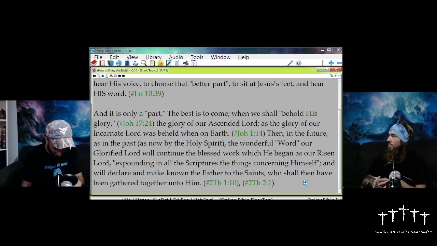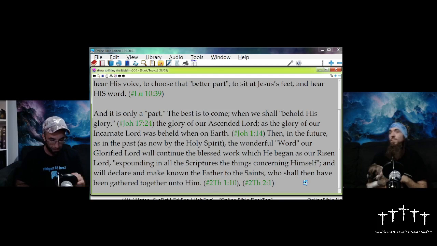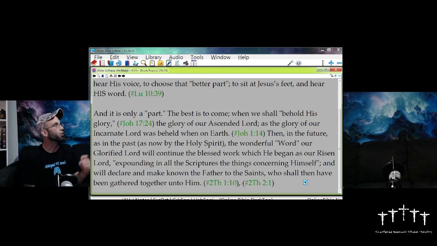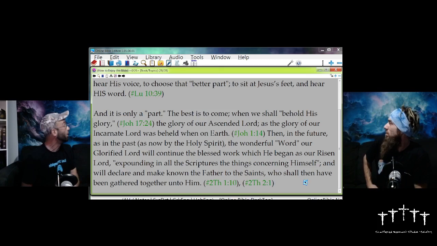This is only a part. The best is yet to come. We shall behold His glory. When you read that, dude, when we shall behold His glory, the glory of our ascended Lord, as the glory of our incarnate Lord was beheld when on earth, right? So, when Jesus Christ returns, and shall descend from heaven with the trump of the archangel, with the voice of the archangel, the trump of God, and the dead in Christ shall rise first. And we that are alive and remain shall be caught up together with Him, and will be instantly changed as well, meet the Lord in the air, right?